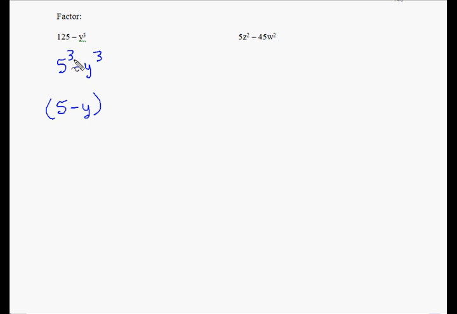So that means you need to make sure everyone has an exponent 3. And then in the second set of parentheses, we're first going to square the first term. 5 squared is 25. Then we're going to smile, multiply these two together, which is 5y. And then we're going to square the last term, y squared.